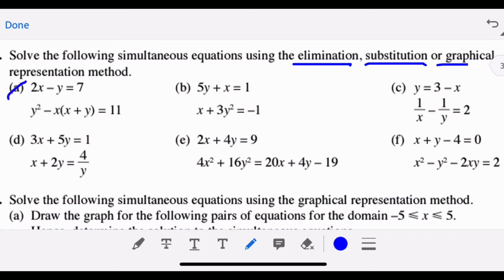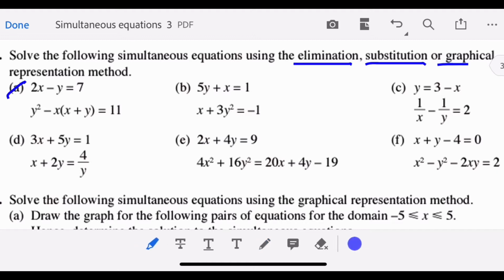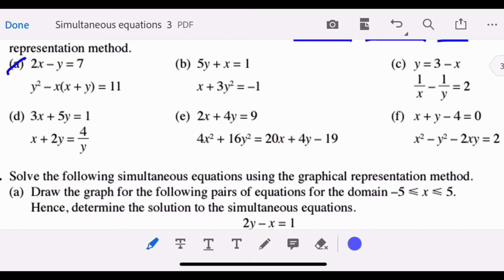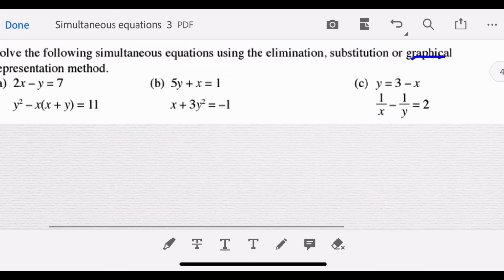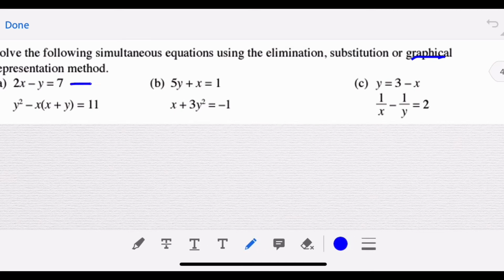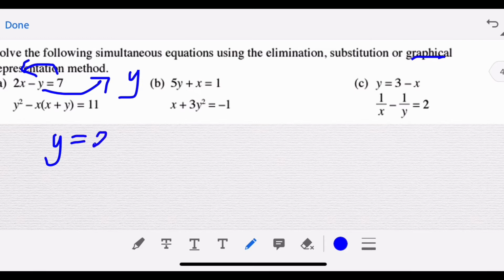For this one, I will use the substitution method, because I think the substitution method is better. For number one, before I write it, I will bring the y to the right hand side. So y becomes positive, then the 7 goes to the other side, so it becomes 2x minus 7.